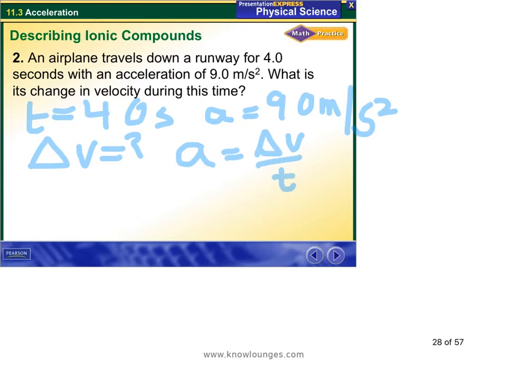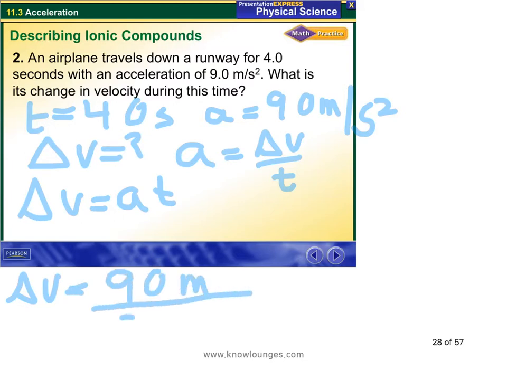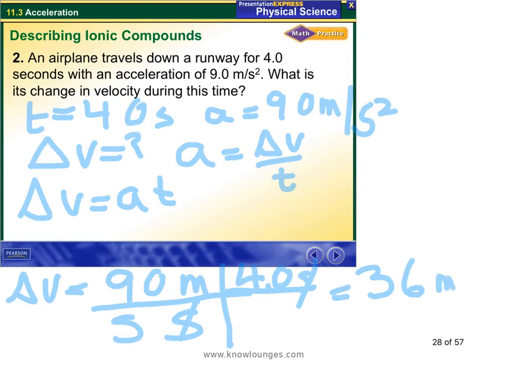Trying to find delta V. And remember, anytime we're trying to find that thing up on top, if you multiply the other two, you'll always get there. So delta V equals A times T. In this case, delta V equals A, 9.0 meters, when we write that out, make it per second, and multiply by the time of 4.0 seconds. Seconds cancel seconds. And then we do a little multiplying and get 36 meters per second.